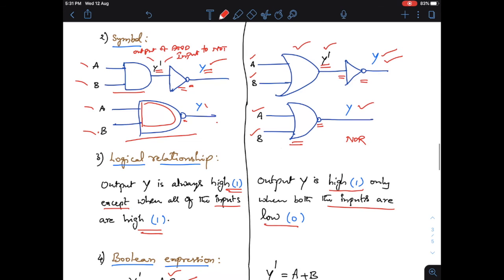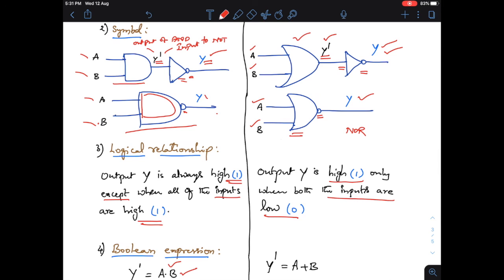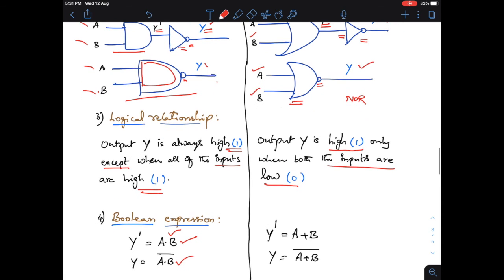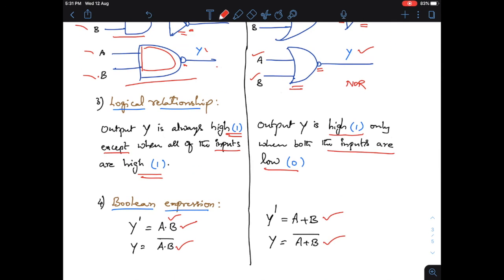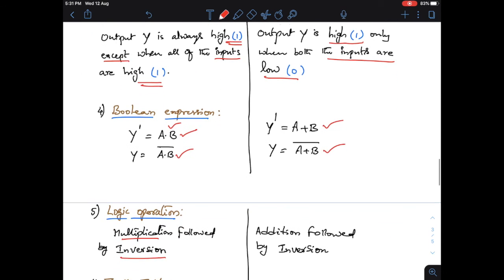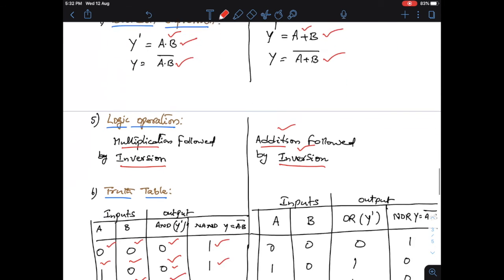So, let us see. Now, what is Y dash? Because it is OR gate, the Boolean expression will be A plus B. Now, because of the NOT operation, Y equals (A plus B) bar, or (A plus B) dash, you can say. (A plus B) bar usually we say. Then, what is the operation that you have? Addition followed by inversion. Because of OR gate you have addition, and because of NOT gate you have inversion.